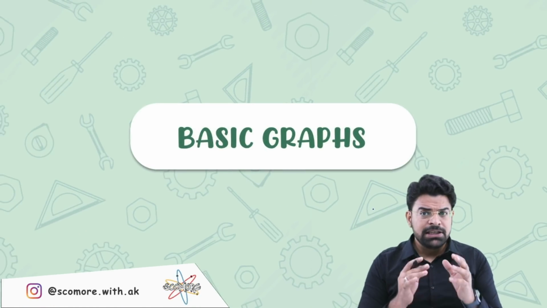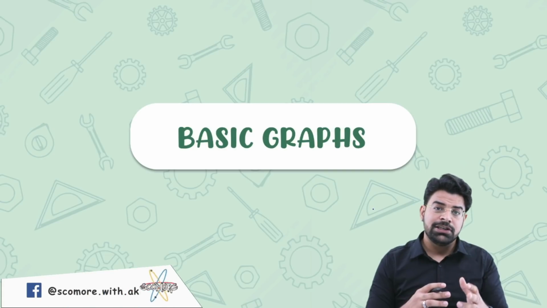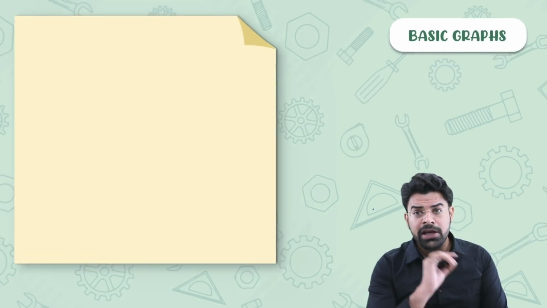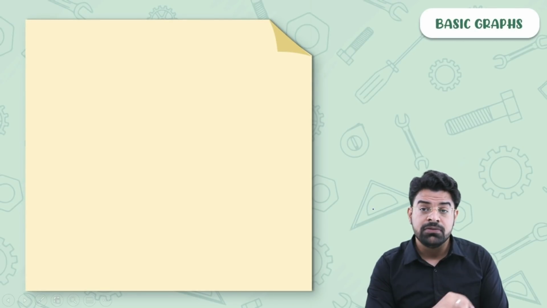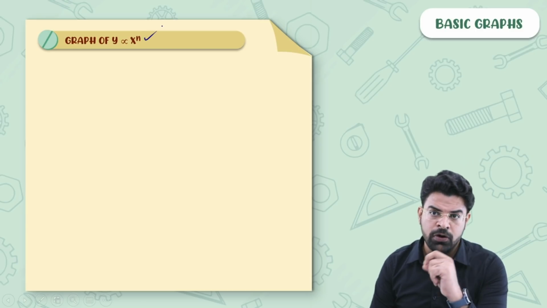Now we are going to talk about basic graphs, followed by a discussion on binomial approximation, and then we will talk about straight line. So first thing first, let's start talking about basic graphs. When I say that we are going to discuss basic graphs, I do not mean the graph of parabola, ellipse or hyperbola. What we are going to discuss are the type of graphs which are most commonly used in physics, and those are the graph of y proportional to x raised to the power n.